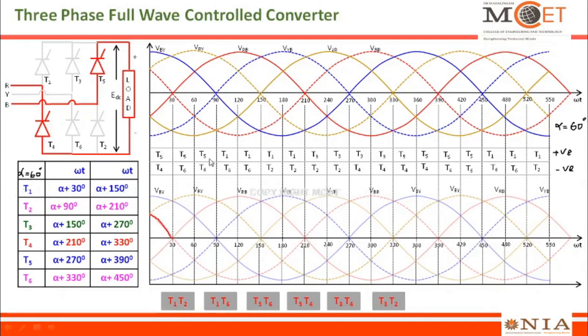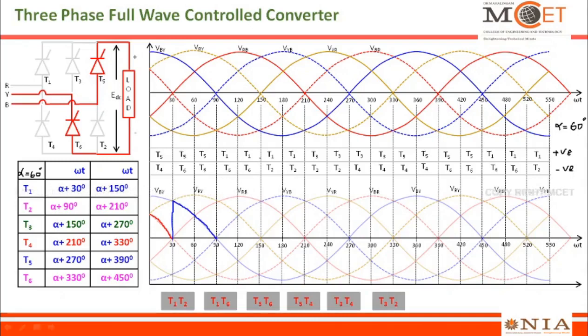Now if you look at the next 60 degrees, T5 and T6 are conducting. So what is happening when T5 and T6 are conducting? VB is at the top, VY is at the bottom. So VBY is the blue continuous line. So this voltage will be appearing across the load from this 60 degrees. This is the voltage which appears across the load from 30 to 60 degrees because of VBY.